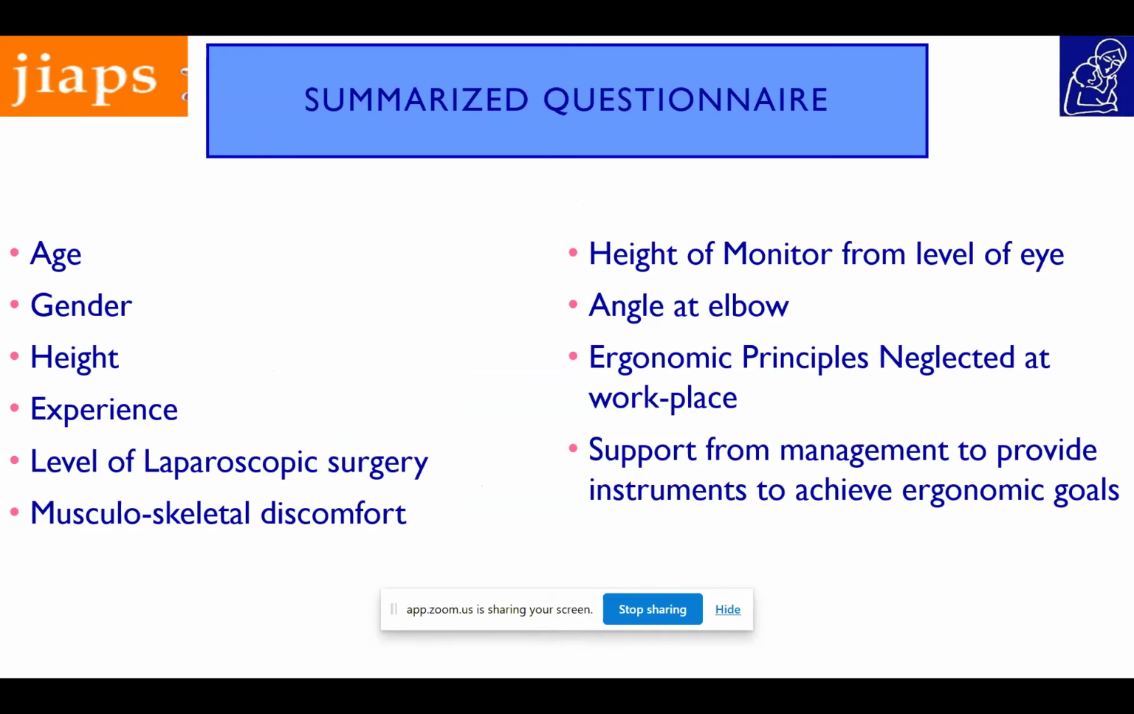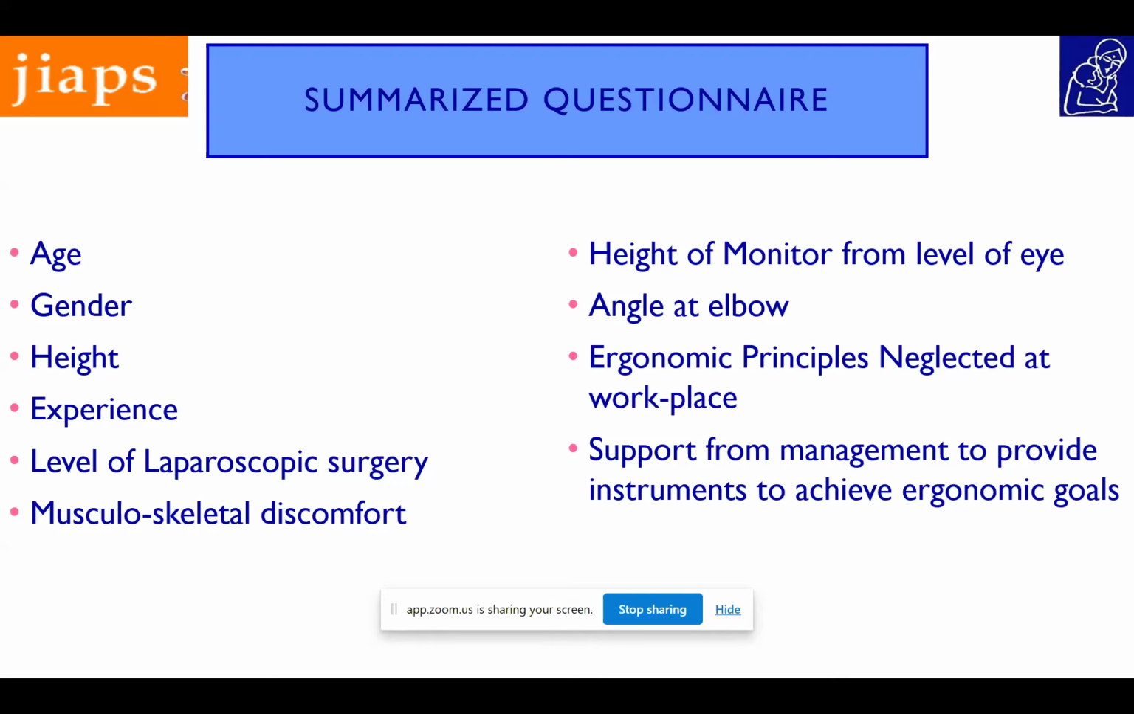This is the summarized questionnaire. It included 18 questions: age, gender, height of the surgeon, experience of the surgeons, level of the laparoscopic surgery performed, the musculoskeletal discomfort faced and, if faced, what kind of discomfort it was, the height of the monitor from the level of the eye, angle at the elbow while performing the surgeries, whether ergonomic principles were neglected at the workplace of the surgeon, and whether the management supported the surgeons by providing adequate infrastructure and instrumentation as per the child anatomy.